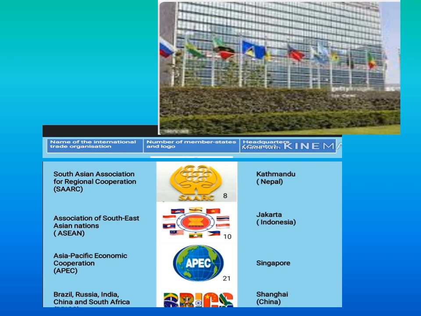Our last organization is Brazil, Russia, India, China and South Africa, commonly known as BRICS. The number of states, as you already know very well, is 5, and the headquarters is in Shanghai, China. And what is the function of this BRICS? This organization makes funds available for growth of the economy of members, enhances mutual economic cooperation, and strengthens economic security.